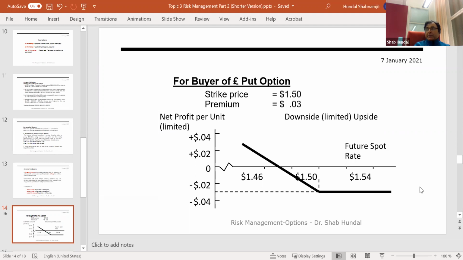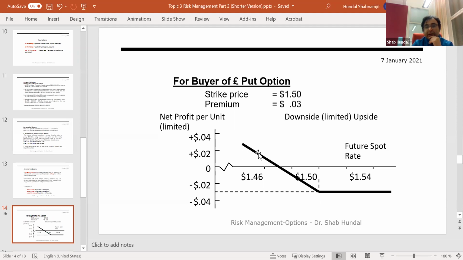This is the payoff, not payout. Sorry. This is the payoff when you buy the put option. And put option gives you the right, but not obligation, to sell a specified currency, a specified amount of it, at a specified rate of exchange, and for the specified time period.